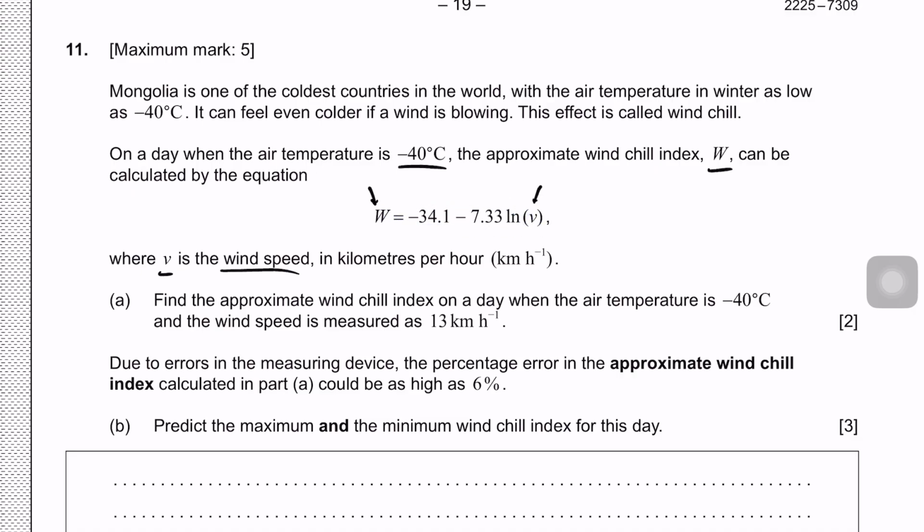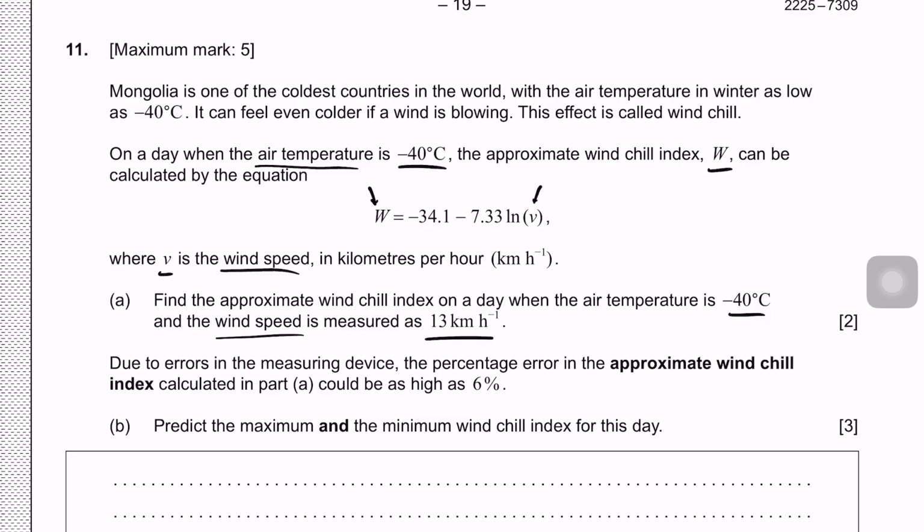And so what do we have here? We have a day where it's 13 kilometers an hour, that's the wind speed on this day, and it's a negative 40 degree C day in terms of the air temperature. So what do we have? We can just input this value of V, or wind speed, into our equation here, and then we can find W. And no need to get confused about this ln here.